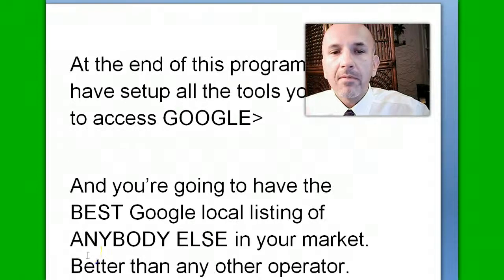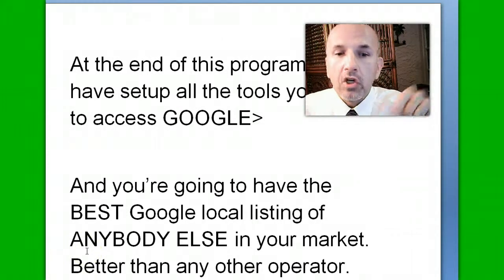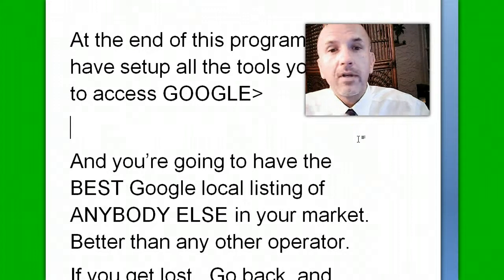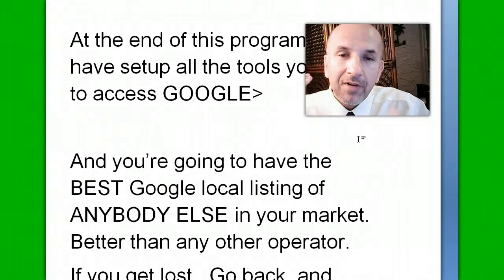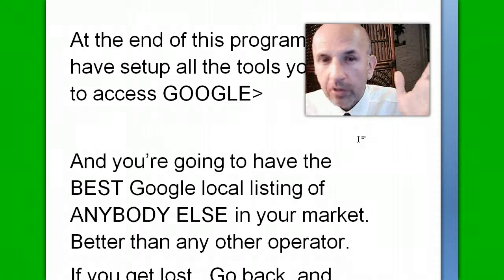At the end of this program, you will have set up all the tools you need to access Google. You're going to have the best Google local listing of anybody else in your market. What that means is someone goes on their cell phone to look up check cashing, payday, auto title, you're going to come up at the very top. You're going to have a beautiful listing. You're going to have coupons on it. You're going to have positive referrals. It's going to be gorgeous. It's going to be number one.